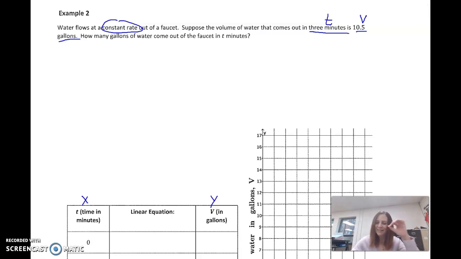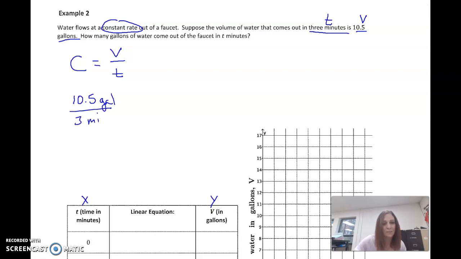You might not know what that constant rate is, but we want to know per time always. So if I want to know how much comes out in T minutes, I'm going to say my constant rate, in this case, is V divided by T. And what do I have here? 10.5 gallons in 3 minutes. Now set that equal to V over T. Again, gallons per minute. Right? Always line it up.